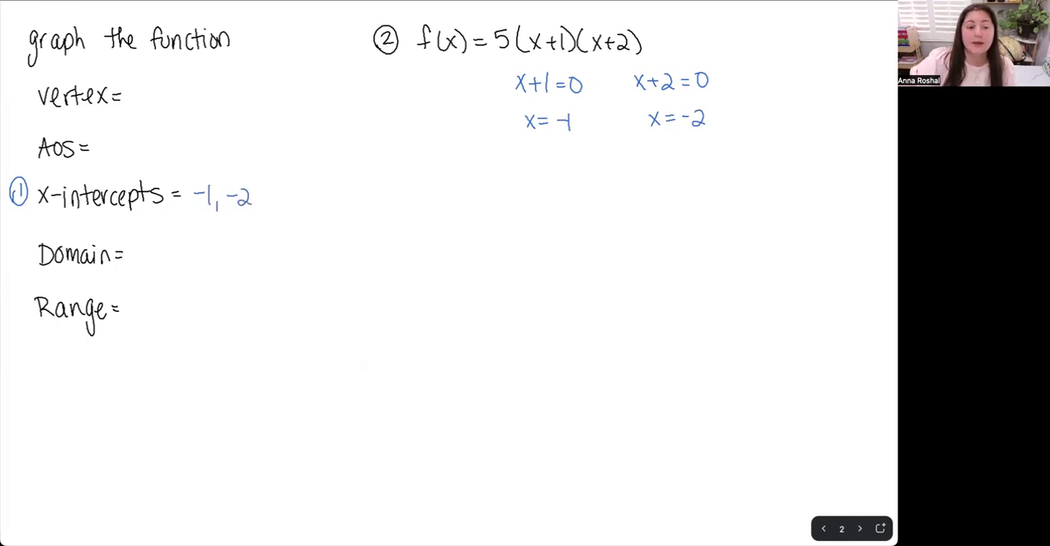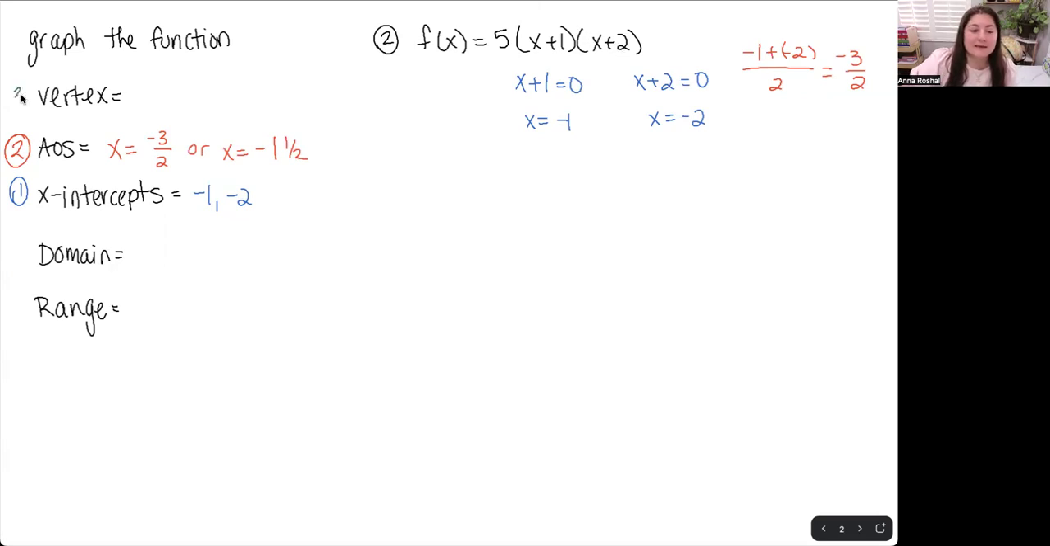Done. Okay, my second step is going to be to find that axis of symmetry. Now what I'm going to do is I'm just going to take this -1 and add this -2 and divide by 2. Okay, so now I'm going to end up with -3/2. Now again, you could leave this as x is -3/2 as your axis of symmetry, or you can go in and say x is equal to -1.5. Those are both totally acceptable.